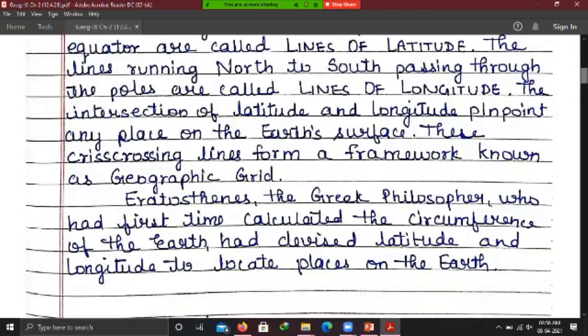Eratosthenes, the Greek philosopher who had first calculated the circumference of the earth, had devised latitude and longitude to locate places on the earth.